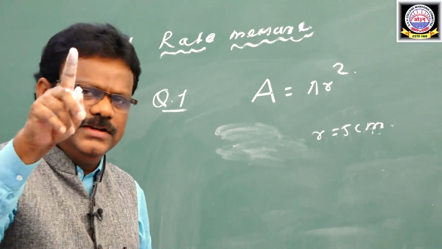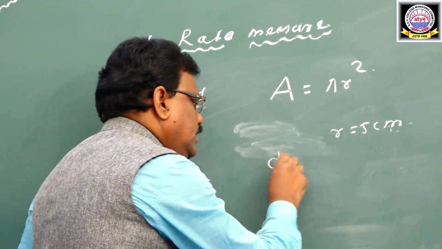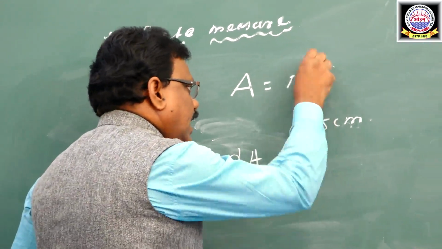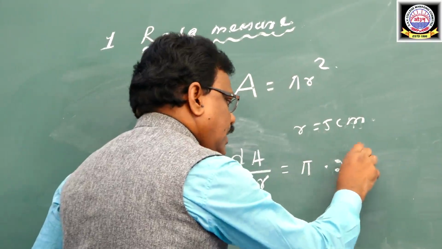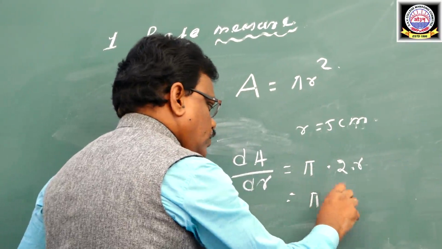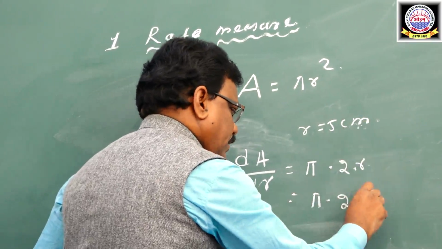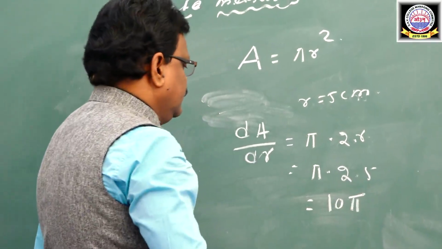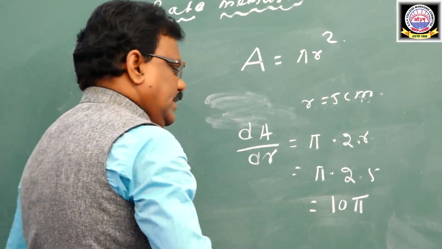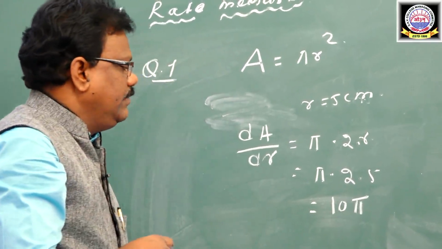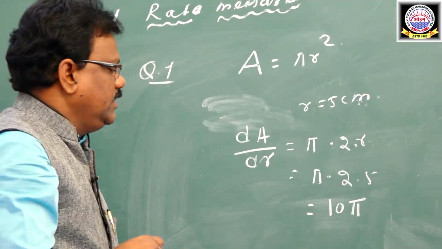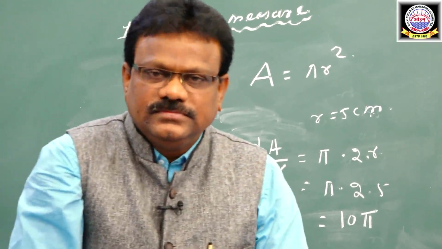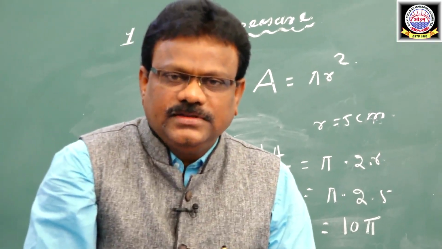It is very simple, it is carrying 1 mark. So, find dA by dr, that is equal to pi into 2 into r. So, pi into 2 into r, where r is given 5, so 5 into 2, 10 pi. So this is dA by dr, the rate of change of area with respect to the radius is 10 pi. Okay, this is the simple answer to you.